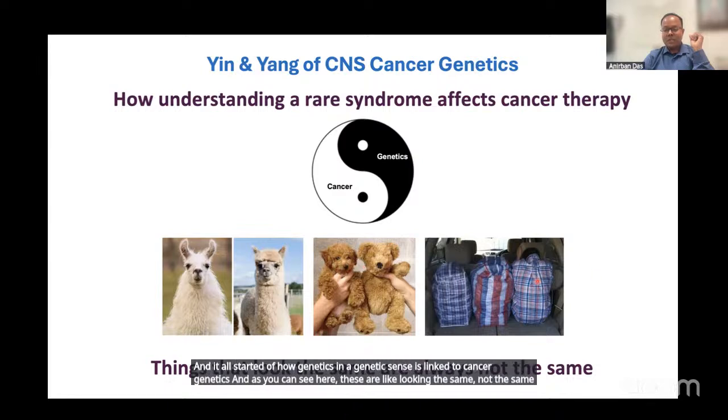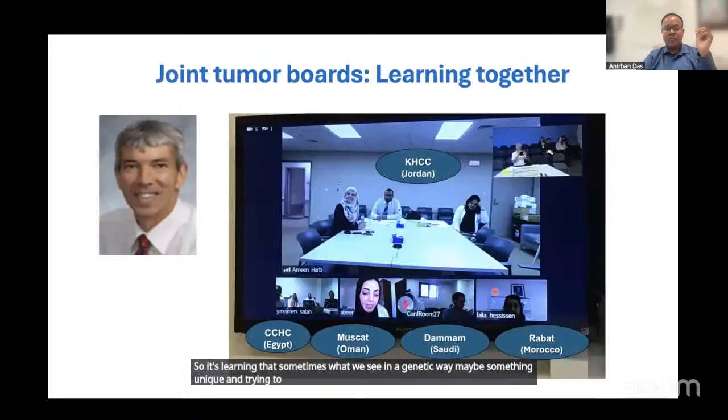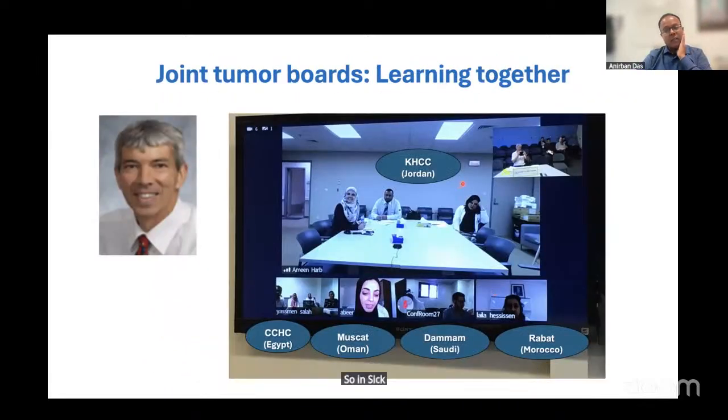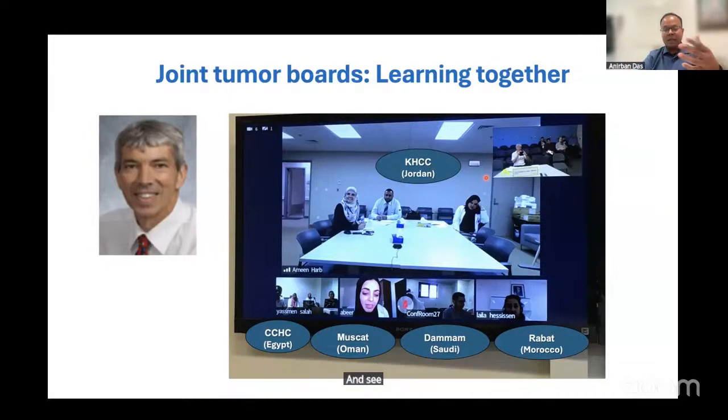It's actually a human sitting over here and not plastic bags. So it's learning that sometimes what we see in a genetic way may be something unique and trying to appreciate and learn from that. So in SickKids, we work with different countries because we don't work in isolation. So we have regular rounds with the Middle East led by people from Jordan and now from China, Brazil, and even Pakistan. And this is where it's a two-way learning process because we learn from our colleagues and see new things that we could never see working in isolation in SickKids.